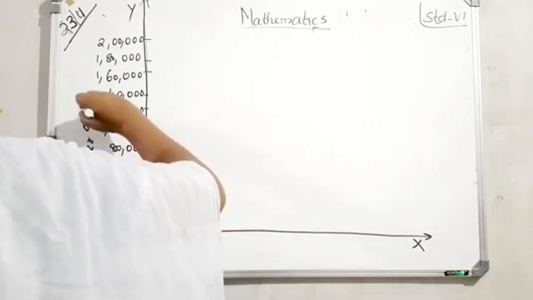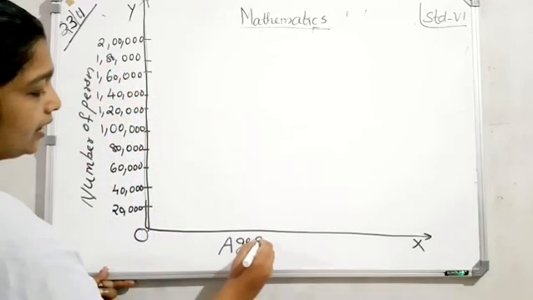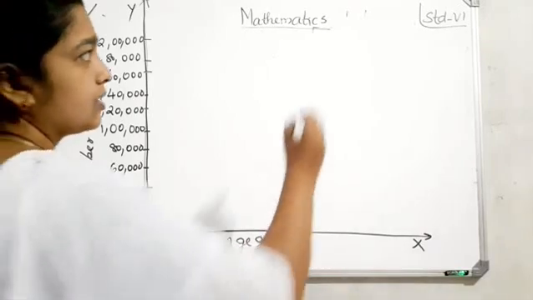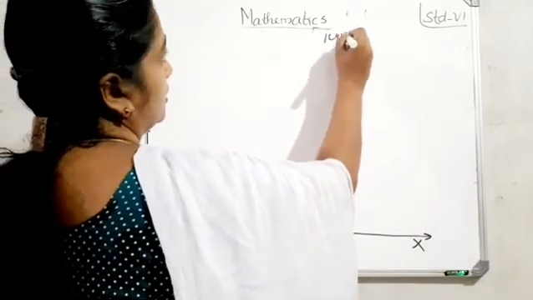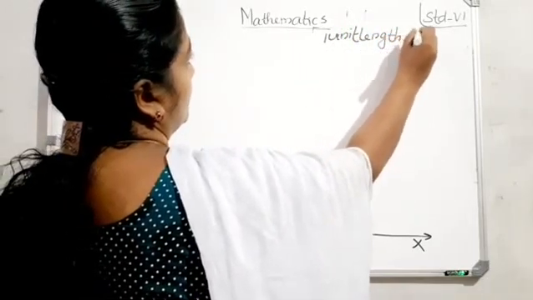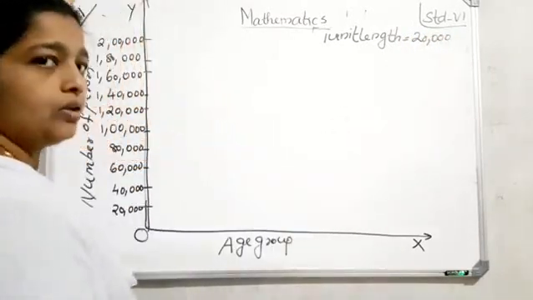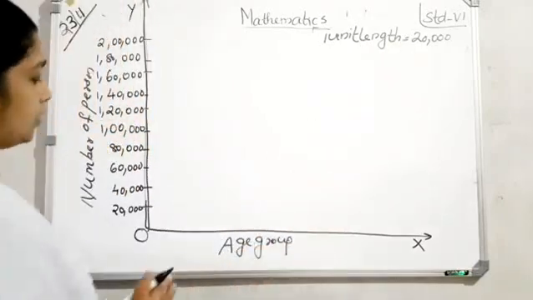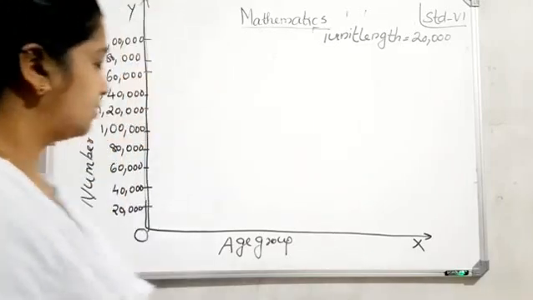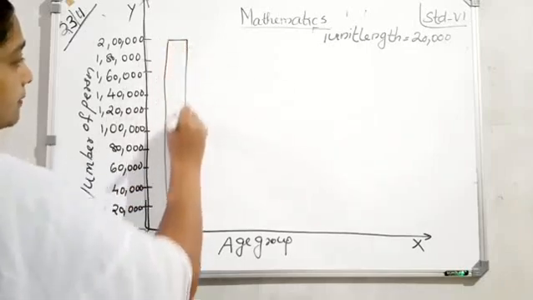Number of persons. Then here, say the answer. Yes, age group. Next, we must write 1 unit length equal to 20,000 persons. So here, the first one, 1 to 14, that is 2 lakhs.